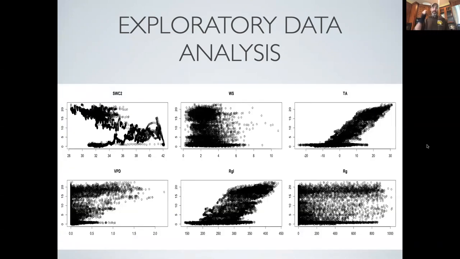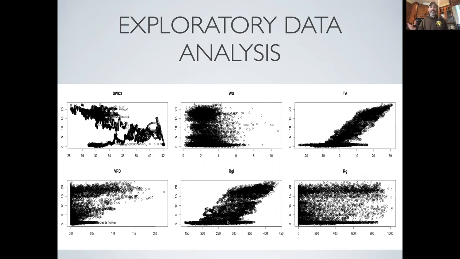So in the previous video, we were thinking about the relationship between soil temperature and its potential predictors. Here I've made some simple scatter plots of the soil temperature on the y-axis versus different predictors on the x-axis. SWC is the soil water content, WS is wind speed, TA is air temperature, VPD is vapor pressure deficit, RGL is the longwave radiation, and RG is the shortwave or solar radiation. The longwave is the thermal.